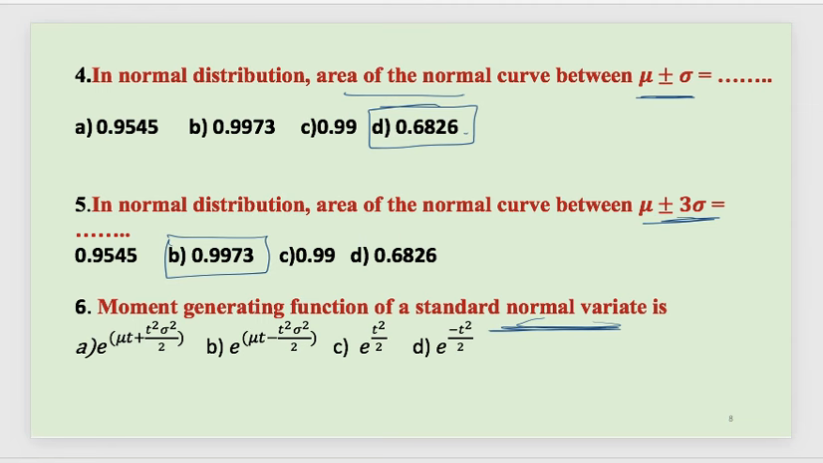The sixth one is a direct formula based, memory based question, which is talking about the moment generating function of the standard normal variate. It is asking for the standard one, so we have to be very careful while reading the question, because sometimes we casually look at the question and take the wrong option, since both the non-standard as well as the standard answers are available. So the standard one is this one, C, so it is a formula.